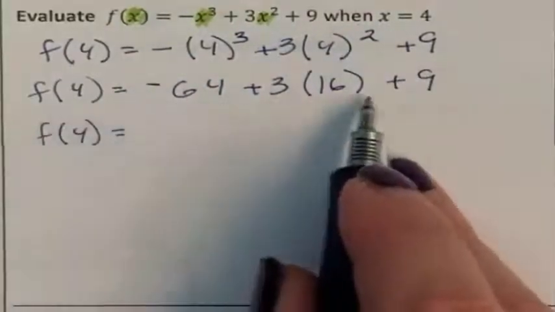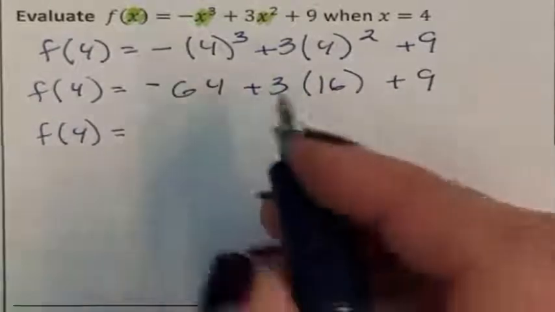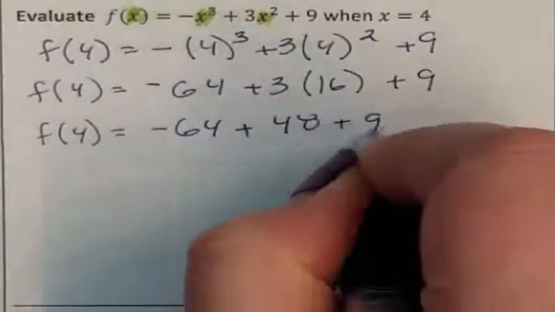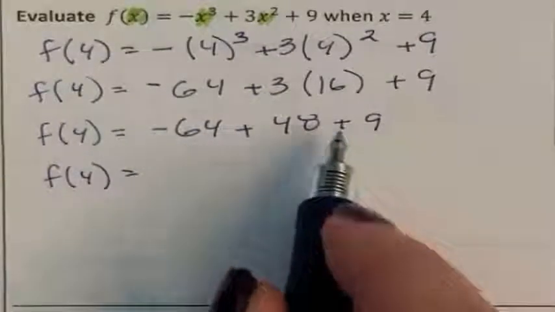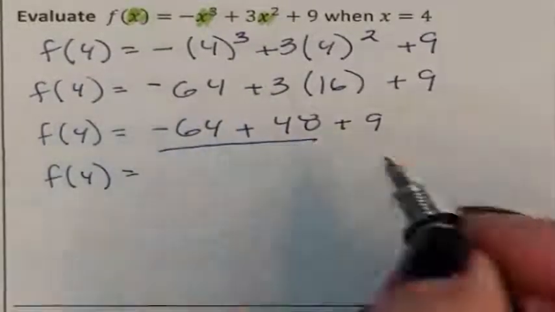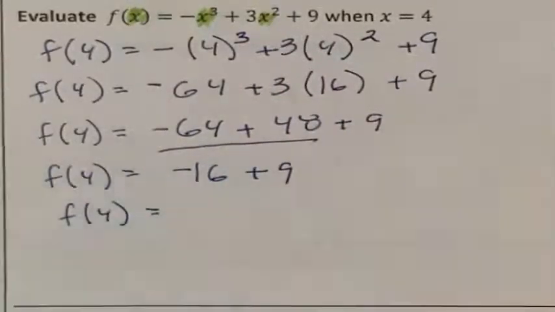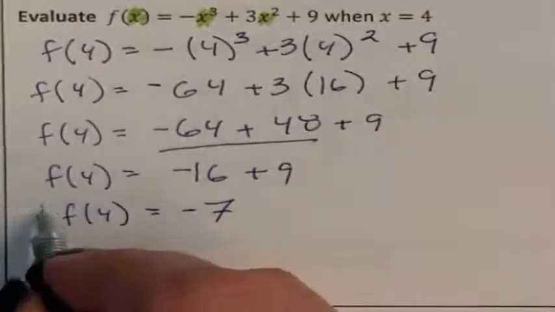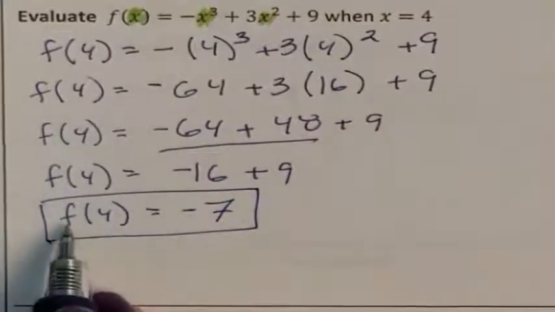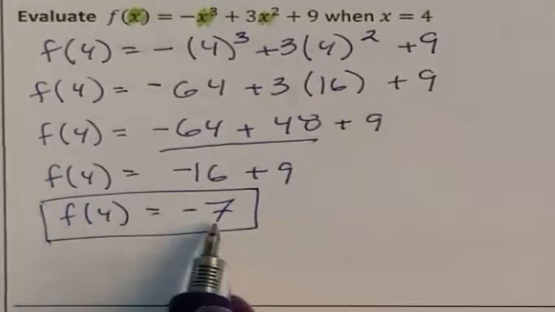Now I'm going to multiply from left to right as I see it. There's only one multiplication problem. Now I'm going to add from left to right as I see it. The first adding is a negative 64 plus 48. Now I see negative 16 plus 9. This is answer number 1. I tested the f rule at 4 and I got the answer negative 7.